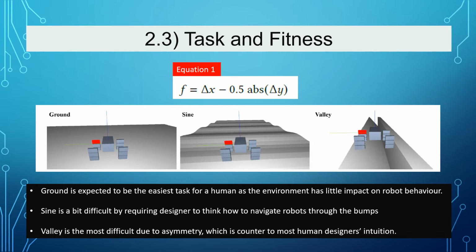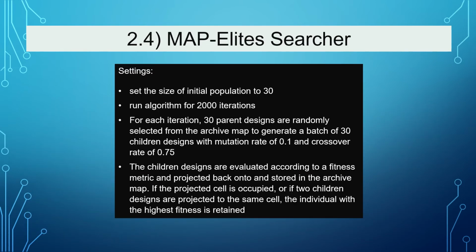The fitness objective F from equation 1 is to maximize the distance of the robot moving forward while minimizing divergence from a straight line. Moving on to the next slide, MAP-Elites searcher. It links the simulator for fitness and feature evaluation. It also hosts the population in the archive map, which is a discretized low-dimensional projection of the search space.